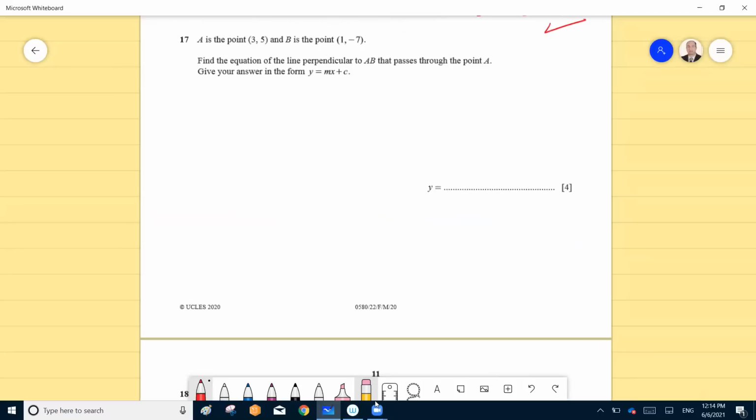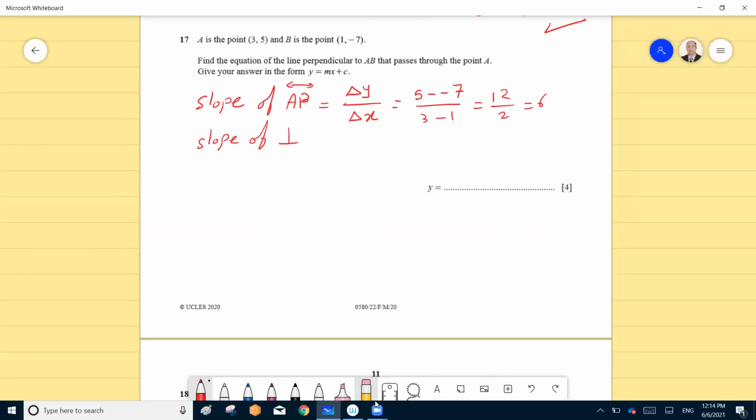A is the point (3, 5), B is the point (1, negative 7). Find the equation of the line perpendicular to AB. First of all, you have to find the slope of line AB. The slope of AB, as you know, is the difference in y over the difference in x for any two points. So 5 minus negative 7, over 3 minus 1, is 12 over 2, which is equal to 6. So the slope of the perpendicular line is negative 1 over 6.